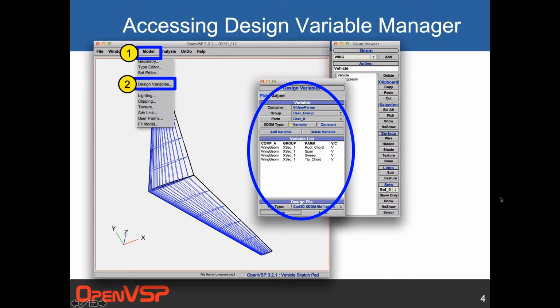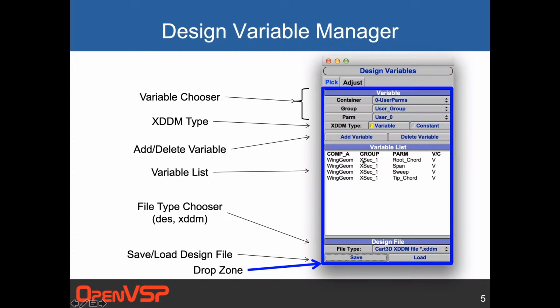After you've chosen them, well, here's that just zoomed in. You can pick on the top. You tell it whether it's a variable or a constant, which is an XDDM flag. You can add or just drag and drop. And then down here at the bottom is where you save or load that file. You either do an XDDM file or a DES file, and then you save that file.